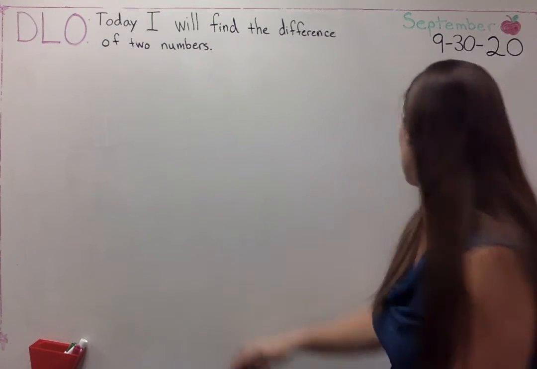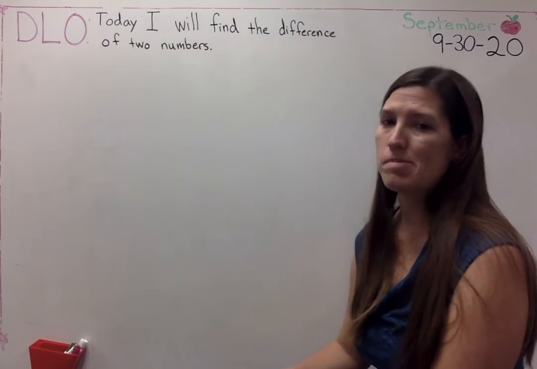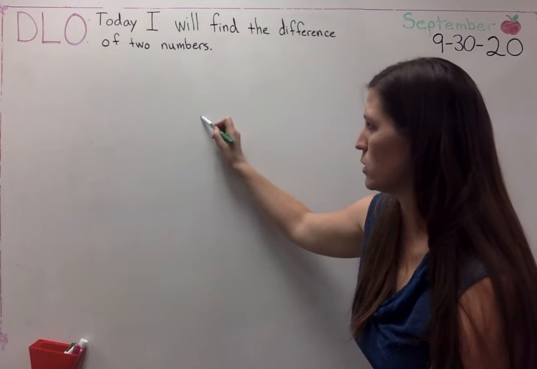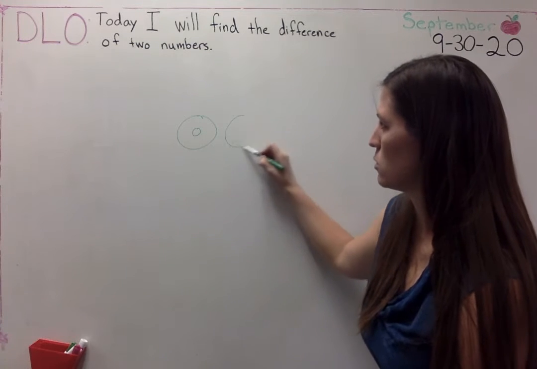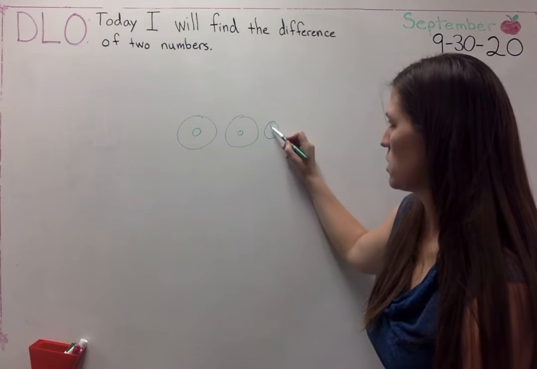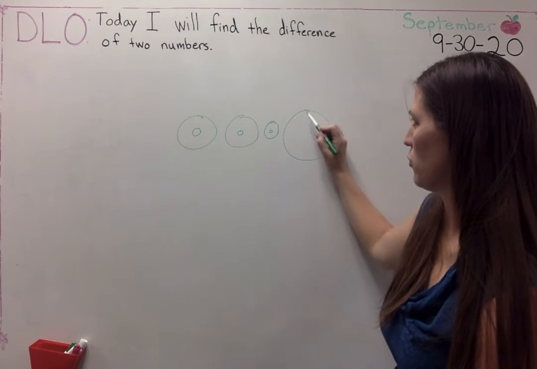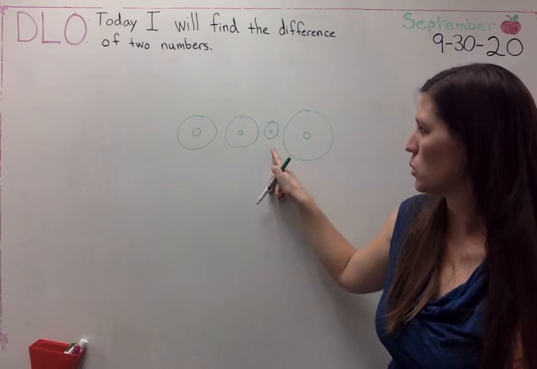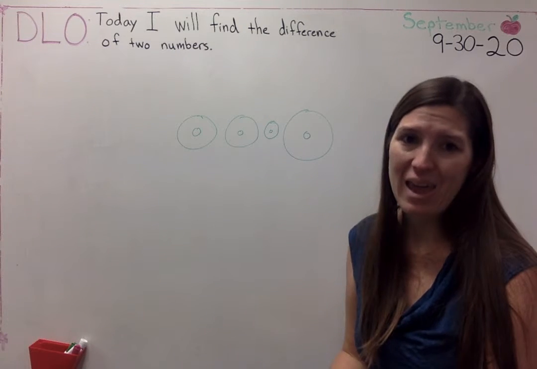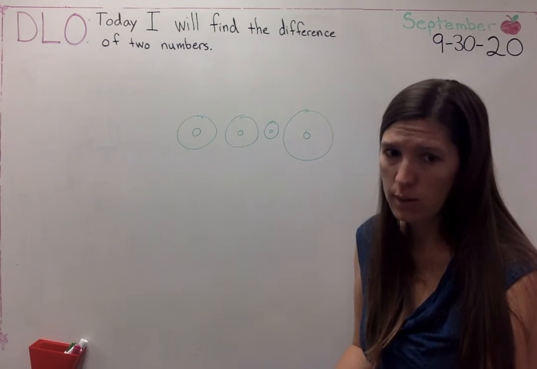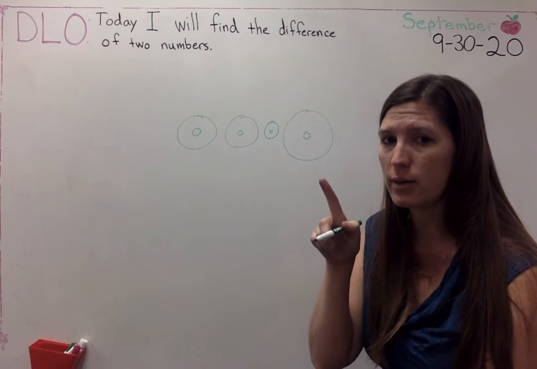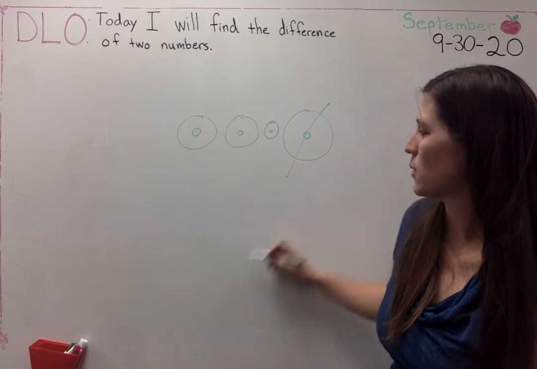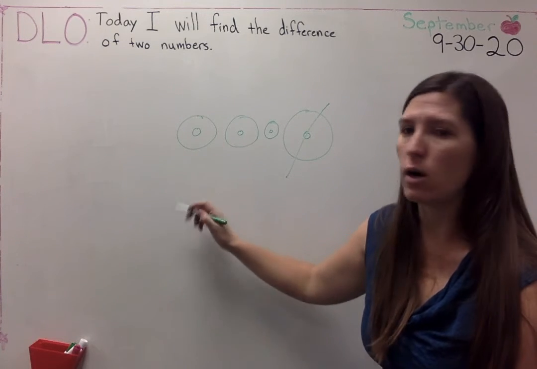Let's do another one. I have 4 donuts. 1, 2, 3, a little tiny one, and a big one. 4. I have 4 donuts. Let's count. 1, 2, 3, 4. I ate 1 donut. How many did I eat? 1. How many are we taking away? 1. How many donuts are left?